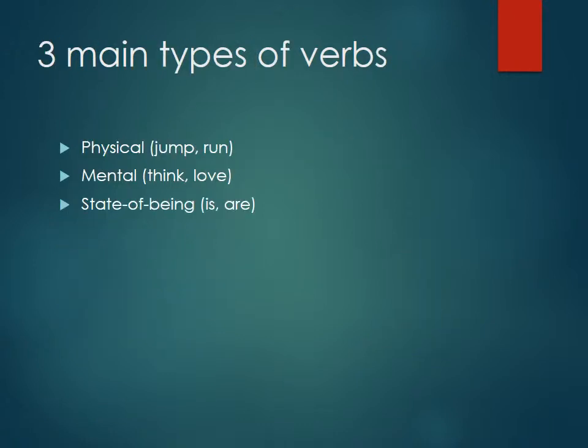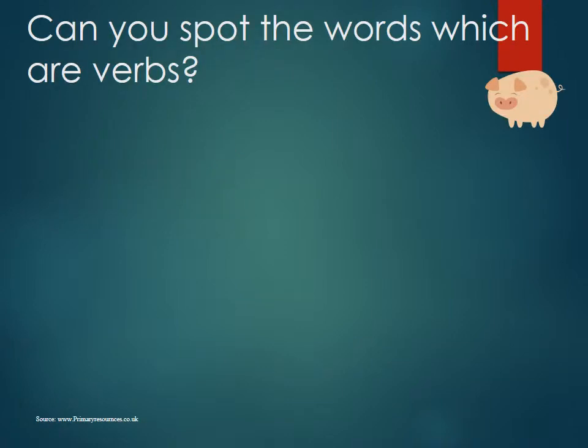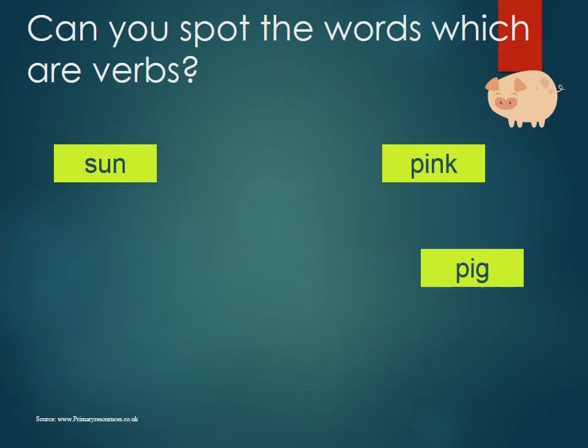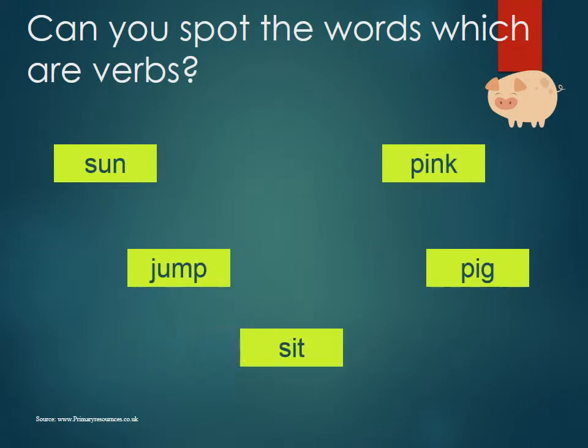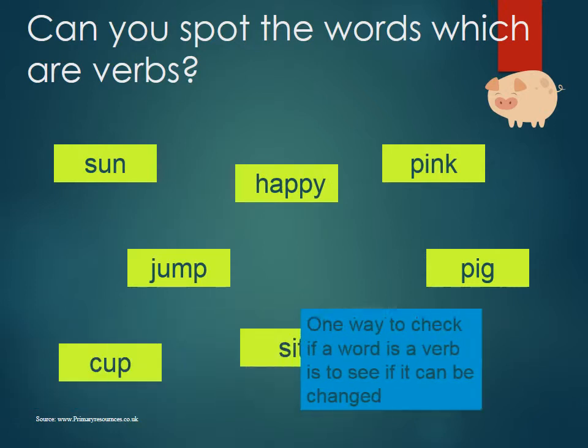So 3 main types of verbs to keep in mind are the physical ones, such as jump and run. Some of us break this down even further into mental verbs like think and love. And then we have the state of being verbs such as is or are, and there's other ones too, but those are just 2 of the examples I'm giving you right now. So can you spot the words which are verbs? You want to look for anything that you can physically do.